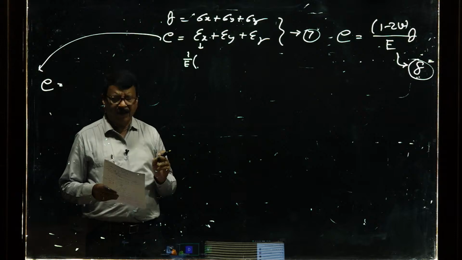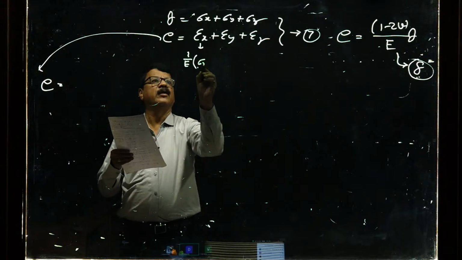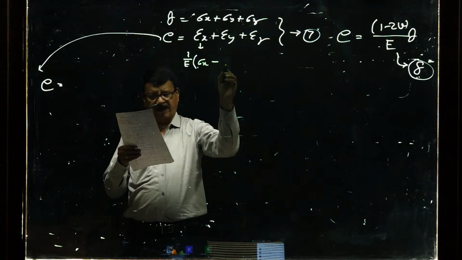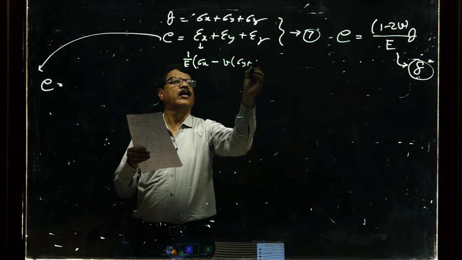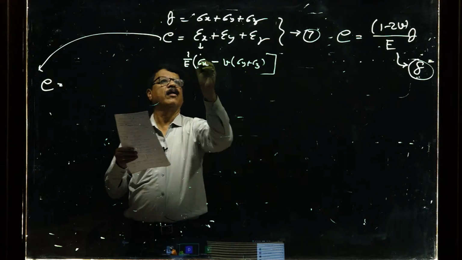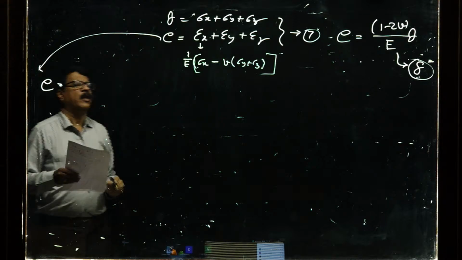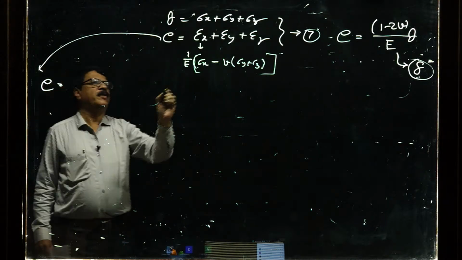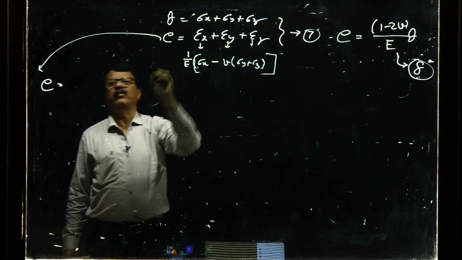I already told you. Epsilon x is sigma x minus Poisson's ratio times sigma y plus sigma z, over E. Yes, simple. If you put the value of these things in this, again like this, you put the value.